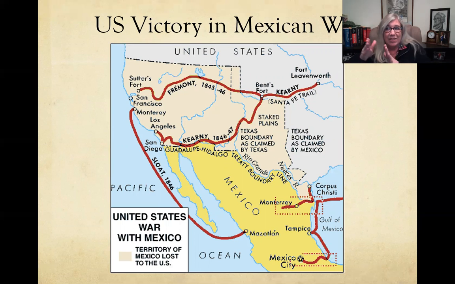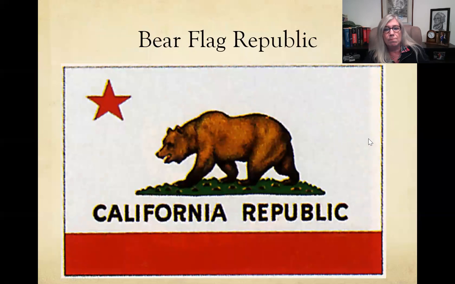We also see that this is about 15 years before we get into the Civil War in the United States. A lot of the commanders in the Civil War are going to get their first taste of war and their experience in war in this Mexican-American War. Ulysses S. Grant was part of this. Robert E. Lee, all of these guys were part of the Mexican-American War. So that's also another reason why it's important.